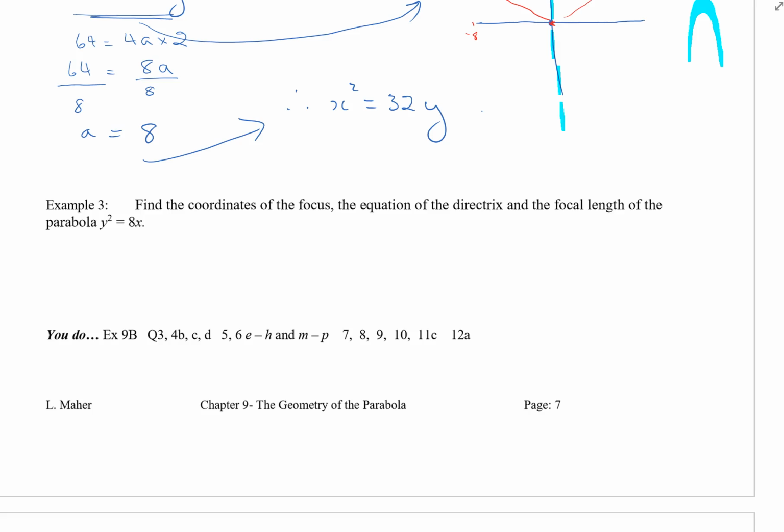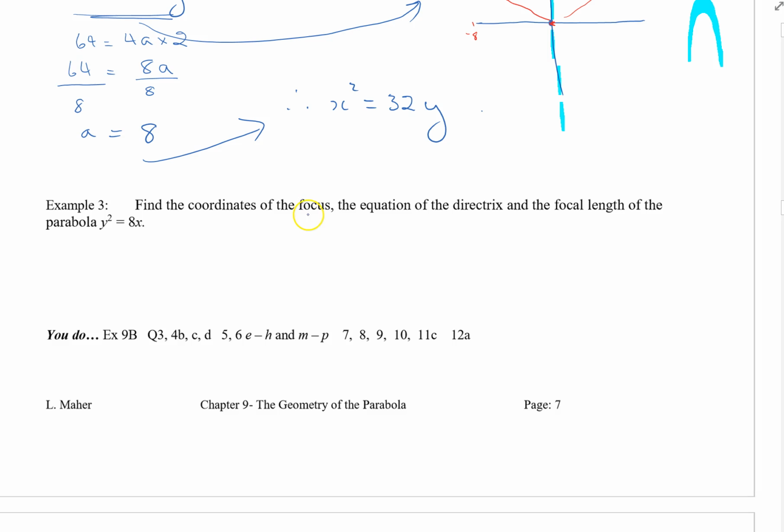Now in example 3, it's quite different because it's actually not asking you to find the equation. There, you're given the actual equation. It says find the coordinates of the focus. So the coordinates of the focus. So what do we know? The focus, well, coordinates means the focus is a point because we give coordinates of a point.